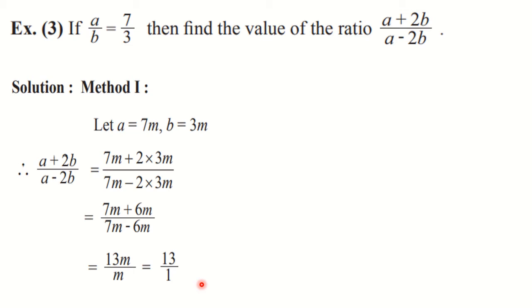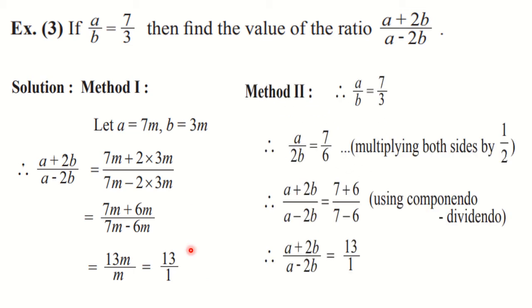Now let us see the second method by using the operations. Okay. So see, start with whatever is provided to you. a upon b is equal to 7 upon 3. Then as I have said, we have to observe these and decide what is the numerator and what is the denominator. So the numerator is a here and the denominator is 2b.